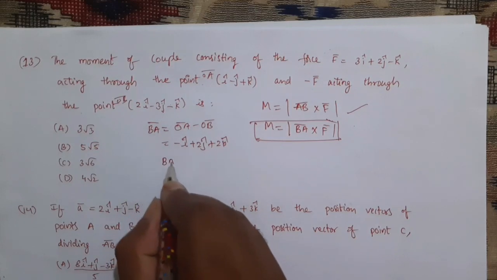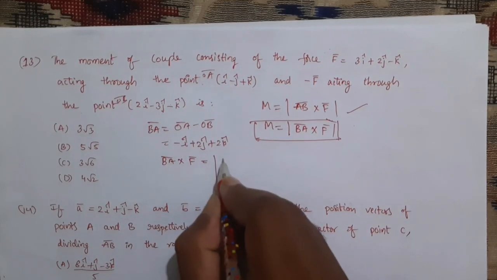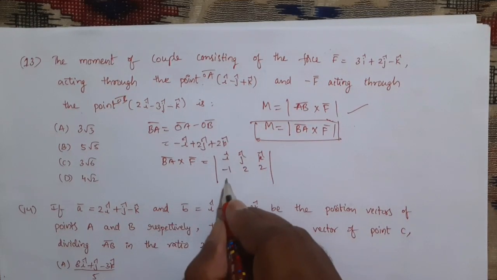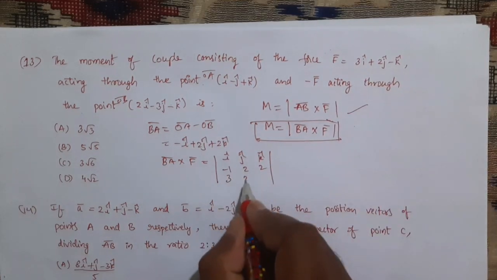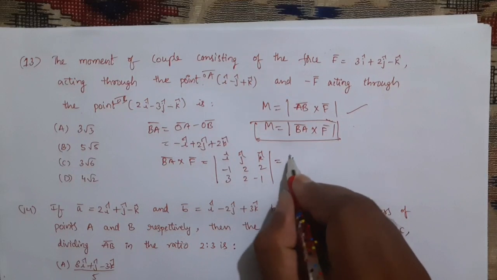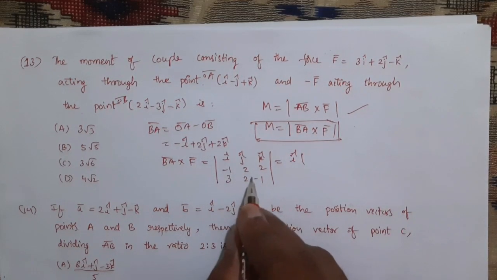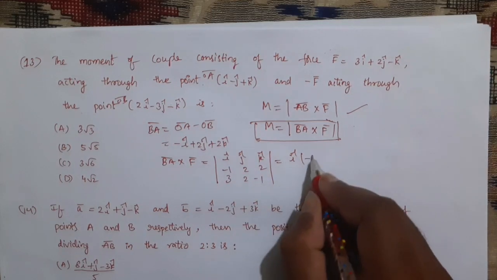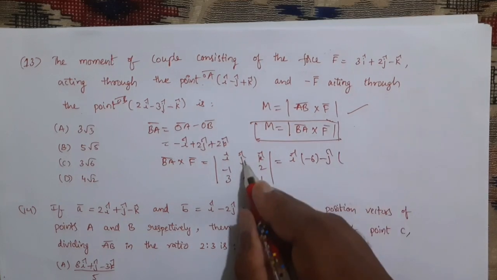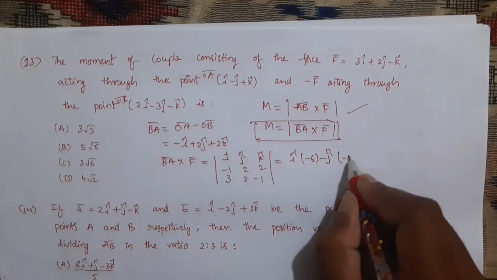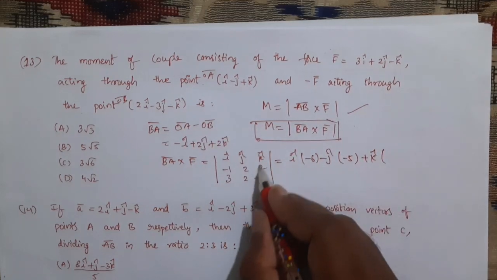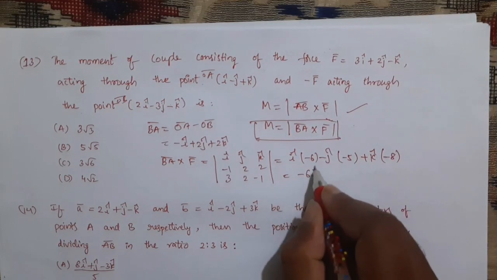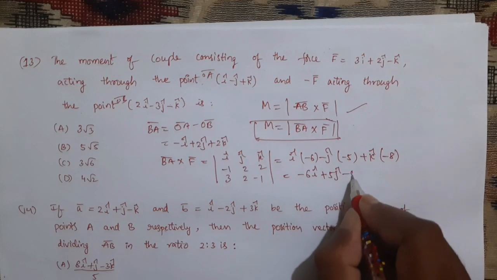So we will find BA bar cross F bar first, with I cap, J cap and K cap. First BA bar is minus 1, 2 and 2, and F bar given is 3, 2, minus 1. So I cap into 2 into 1 minus 1 into 2, minus 2 minus 4, which is minus 6, and then minus J cap into 1 minus 6, which is minus 5, plus K cap into minus 2 minus 6, which is minus 8. So which results in minus 6 I cap plus 5 J cap and then minus 8 K cap.